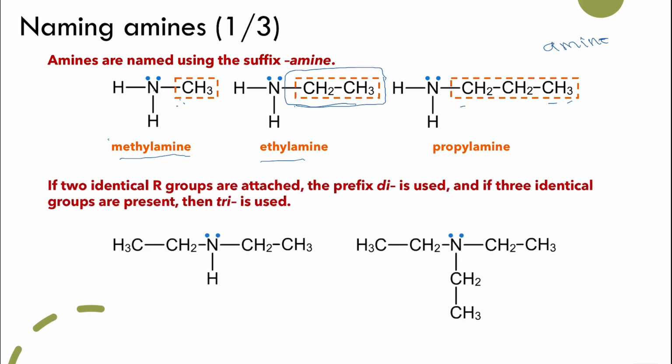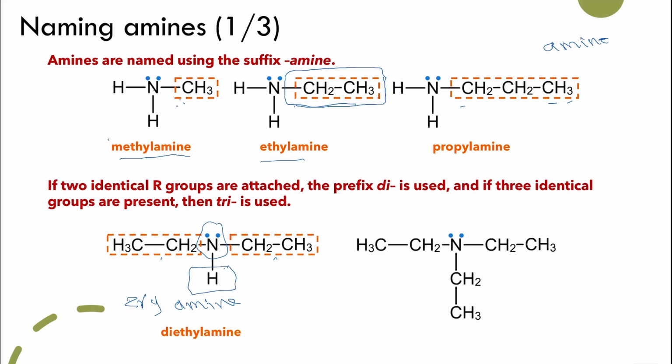If we have two R groups attached to the nitrogen, then if they are identical, we will give it the name di. And if they have three groups which are identical, we will give it the name tri. So for example, this first one is called diethylamine because we have two ethyl groups attached to the nitrogen. Now this is a secondary amine because the nitrogen has two alkyl groups and only one hydrogen. So this is a secondary amine.